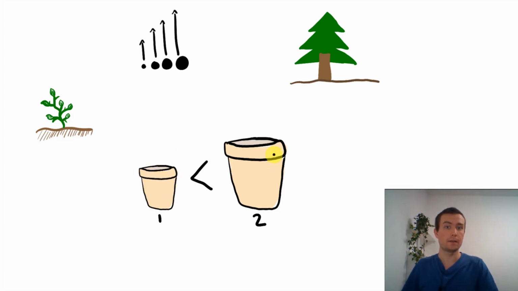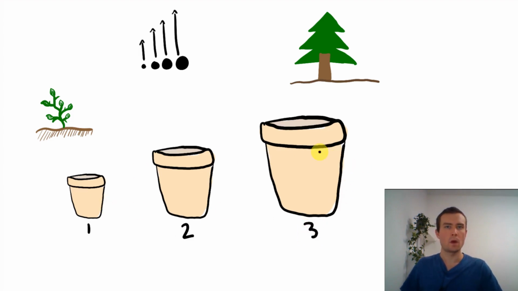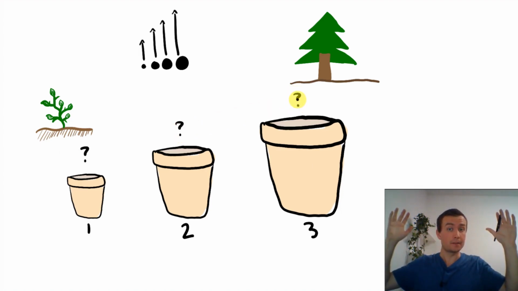Small, big. A small pot, and a big pot. Now, there are three pots. 1, 2, 3. 3 pots. Which pot is the biggest? Which pot is the biggest?